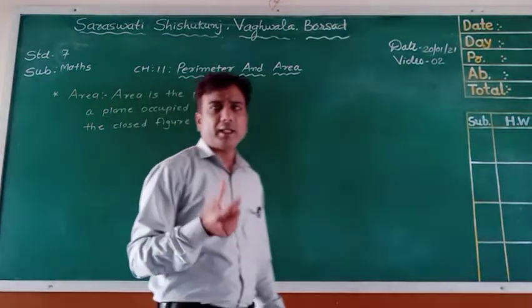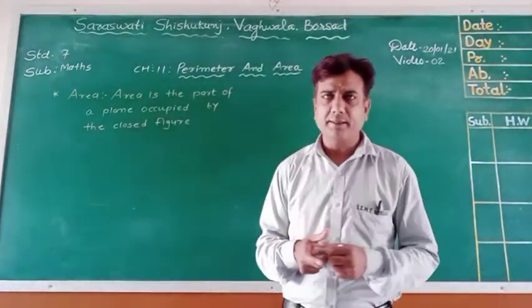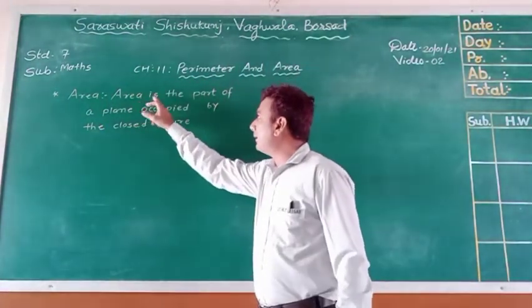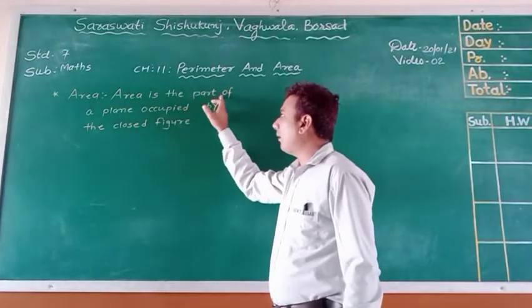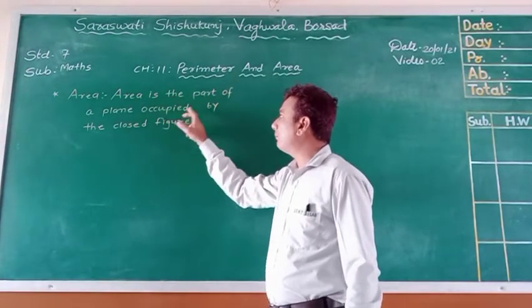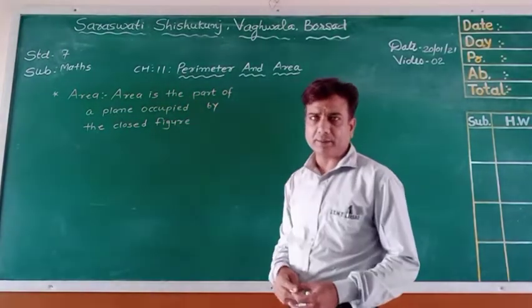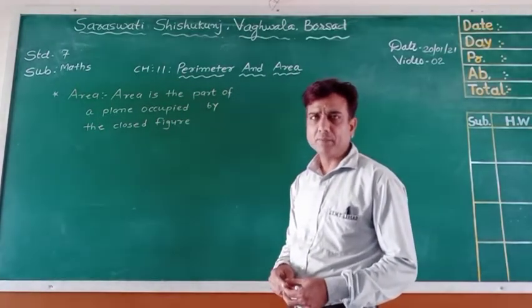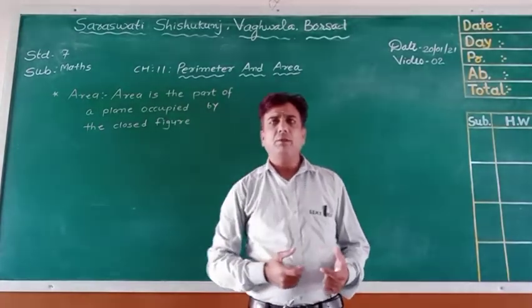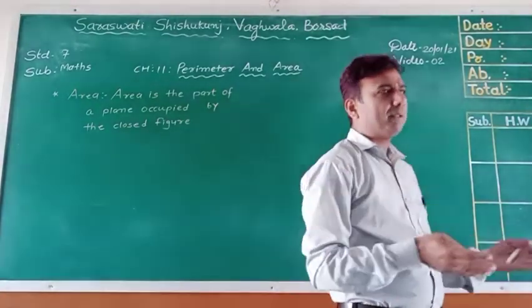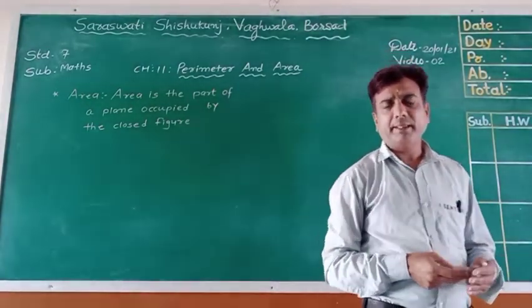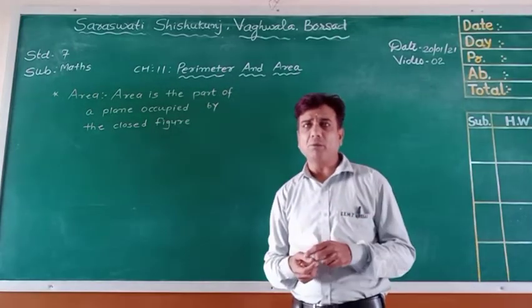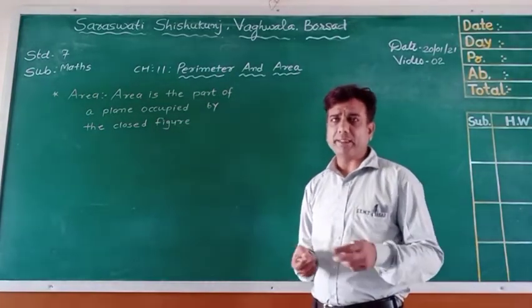So area is the part of a plane occupied by the closed figure. This is the definition of area. Sometimes we observe that a plane surface is given and we want to find its area, whether 2D or 3D objects.